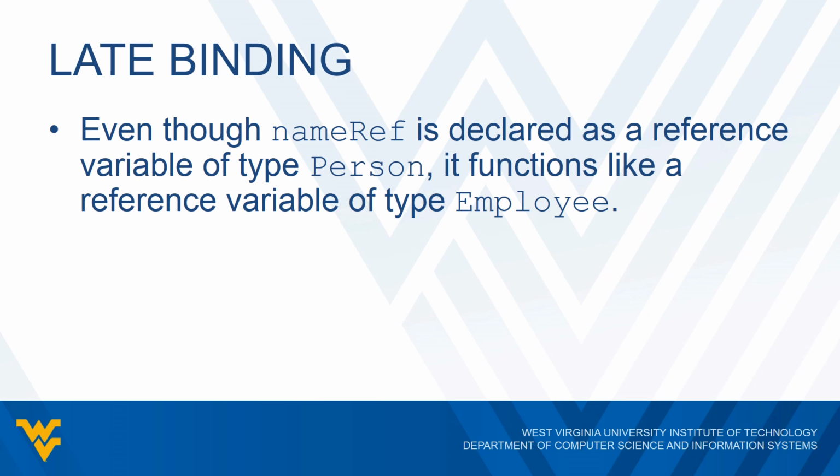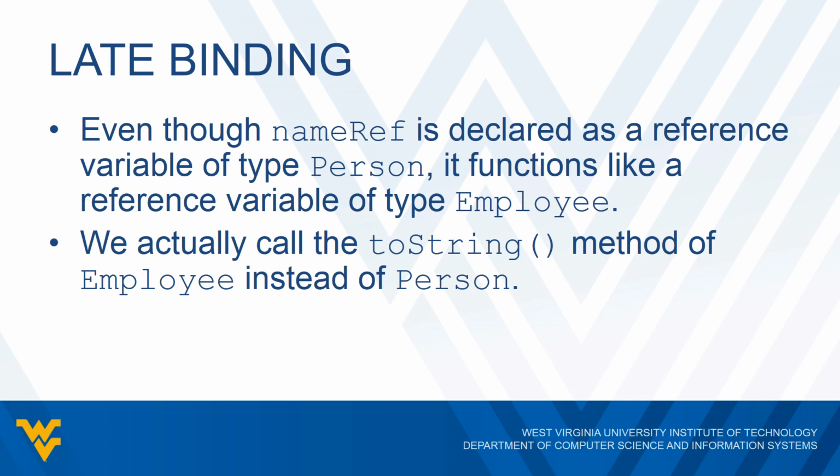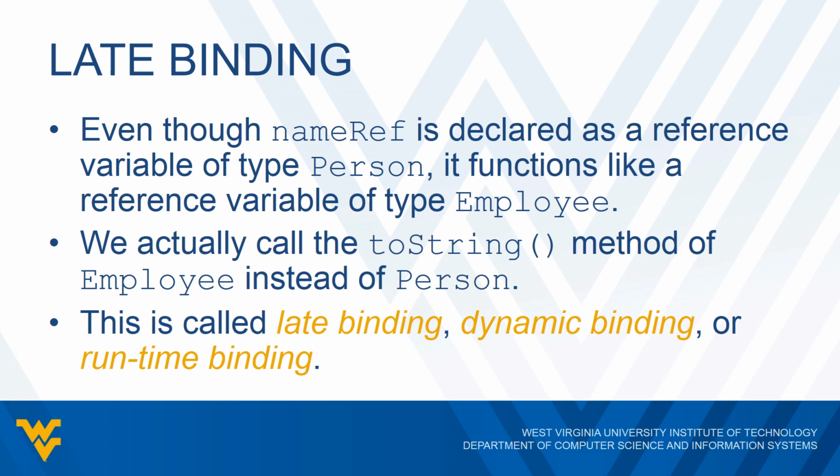And this is because whenever we execute that print statement, the toString method of the employee class is being executed instead of the toString method of the person class. I know I already mentioned it, but that's what's actually going on here. And this is actually what we call late binding, dynamic binding, or runtime binding.